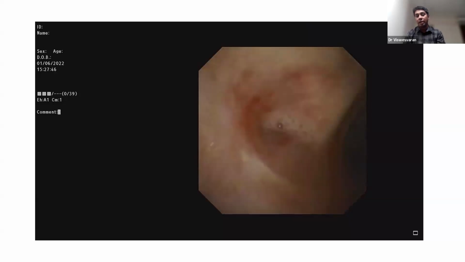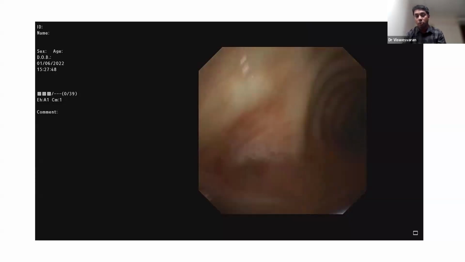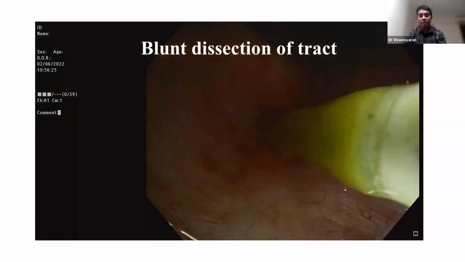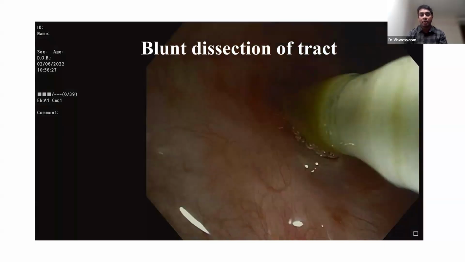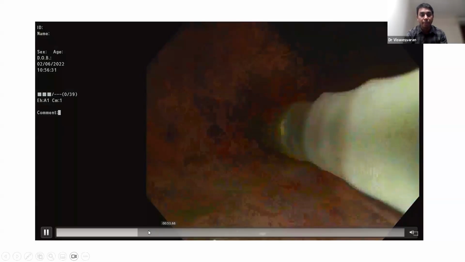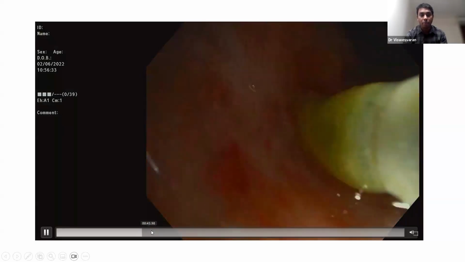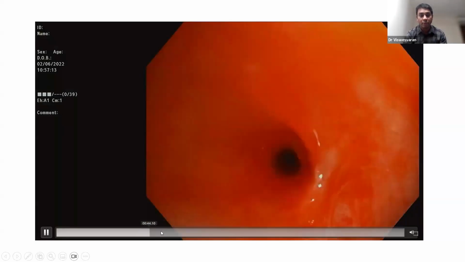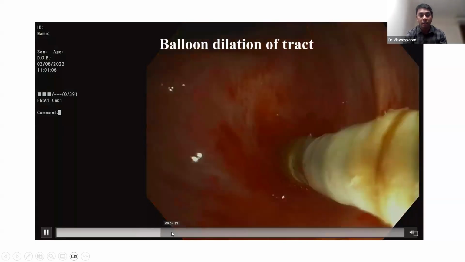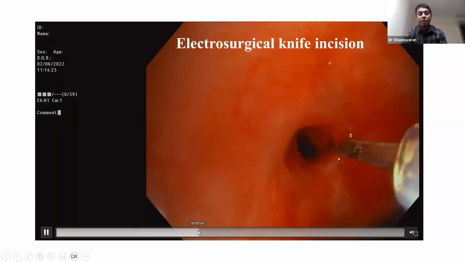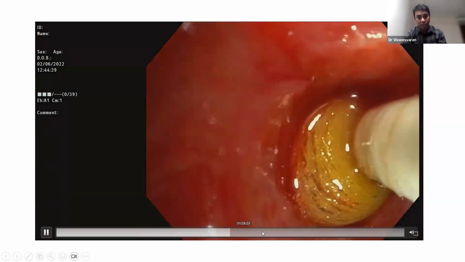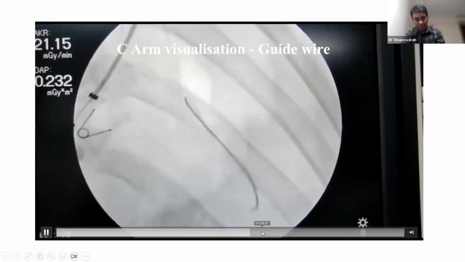But in this case, we were lucky enough, we were able to identify what could be the potential ostium of the left main bronchus. So what we are doing is the blunt dissection of the tract with the help of the Fogarty balloon. And since it was only a membranous form of stenosis, we were able to rupture the membrane and enter into the left main bronchus. And then we did electrosurgical incisions on the left main bronchus.